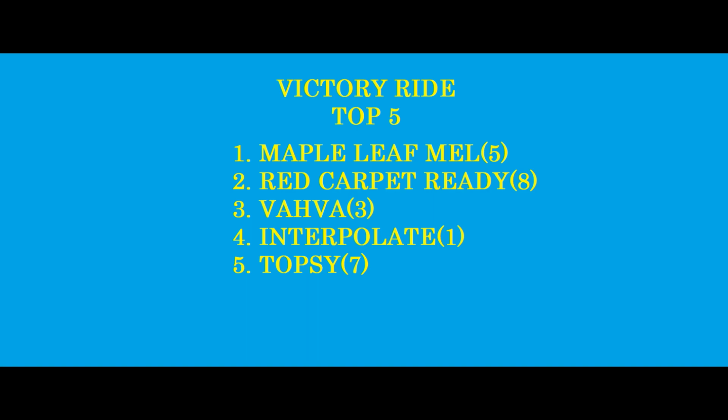Number five is Topsy. Steve Asmussen's barn is red hot, and I think, again, this one will benefit if there's a pace meltdown and could be running late. It's very possible that this one could upset the apple cart if Red Carpet Ready and Maple Leaf Mel are dueling in the stretch. Highly possible. You're getting really nice odds, and for the sequences, I might consider this one.